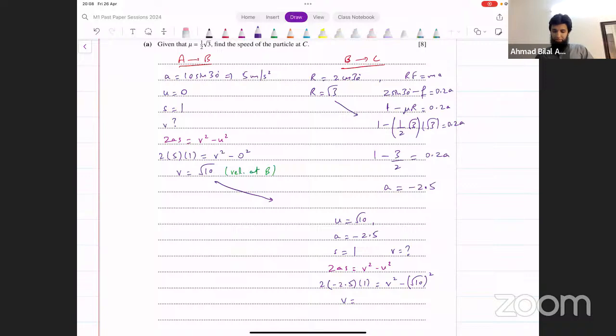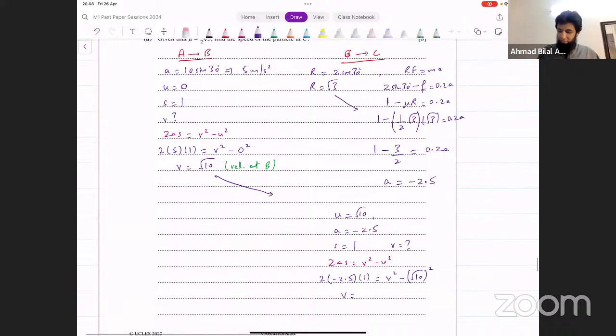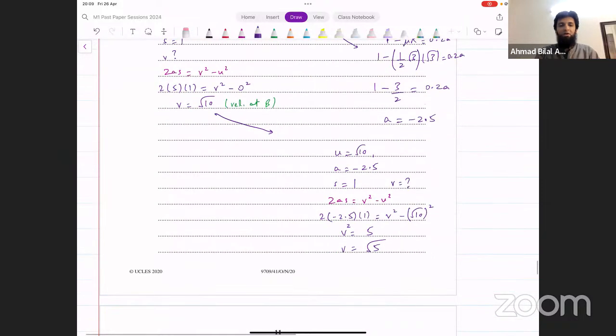What do we get from this? Minus 2.5 into 2, no sorry, plus 10. That is 5. v² turns out to be 5. And then v turns out to be √5. That should be the velocity or the speed of the particle at the point C. That's what we were looking for.